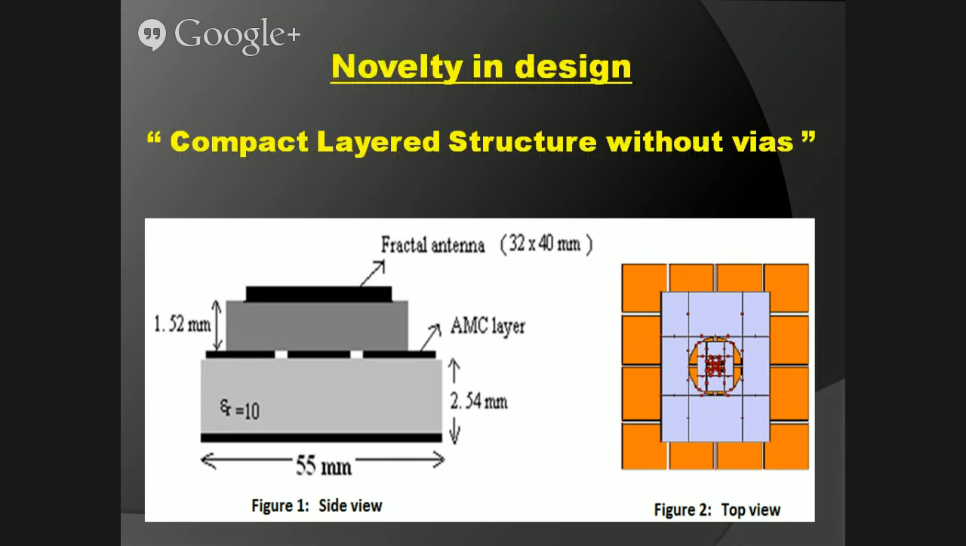The novelty in the design is that I have constructed an AMC without the use of wires, because I could think of the objective as reduction in the complexity of the structure, reduction in metal, and therefore reduction in cost as well. This shows the side view as well as the top view of the structure I have made.